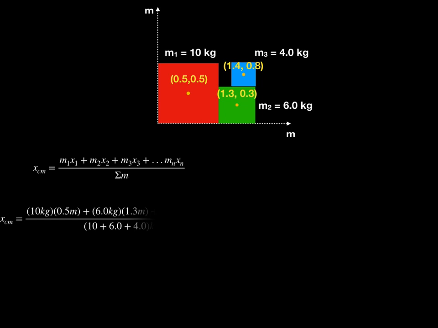I will have the 10 kilograms with a center of mass in the x dimension of 0.5, the 6 kilogram mass at the 1.3 mark, and the 4 kilogram mass at the 1.4 meter mark, divided by the total mass, which in this case will be 20 kilograms, giving me a location of the center of mass of the combined system to be 0.92.